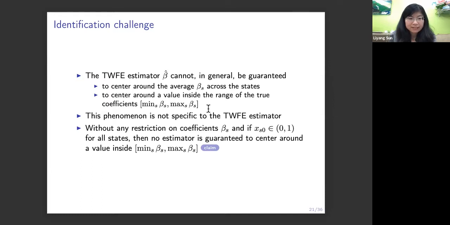This is a rather negative statement, but we find that this issue is not specific to the two-effect estimator. In the paper, we provide a more formal statement, but the idea is that identification for the average coefficient is going to be challenging when there is no restriction on the heterogeneity in beta s and when all states are somewhat affected by Medicare. So x at 0 is going to be strictly inside 0 and 1. In this situation, no estimator is going to be guaranteed to be centered around any point in the true range.